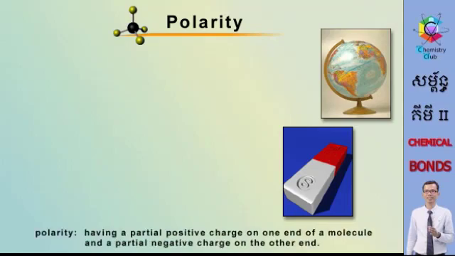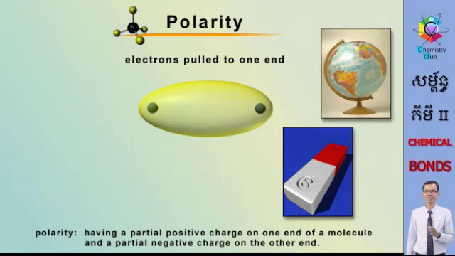Polarity occurs because the atoms on one end of a molecule pull the electrons more strongly than the atoms on the other end. This gives each end of the molecule a partial electric charge, because the end that pulls the electrons more will take on a partial negative charge, and the other end will take on a partial positive charge.